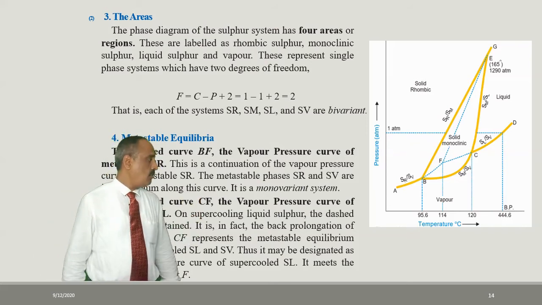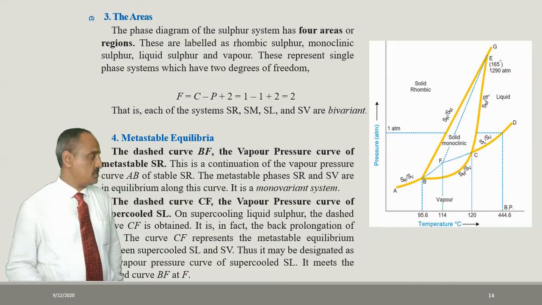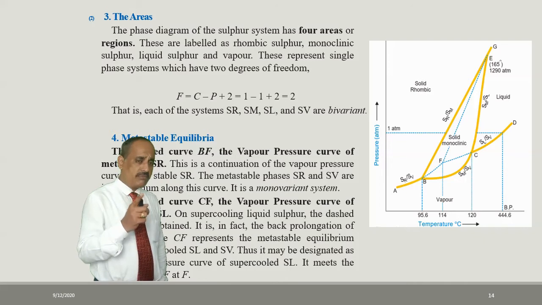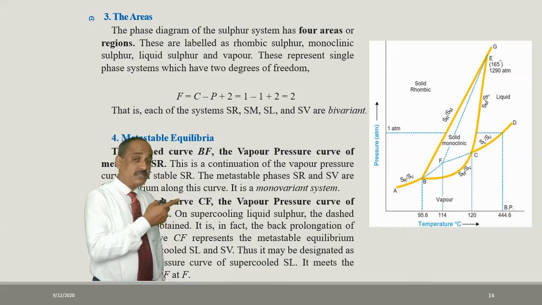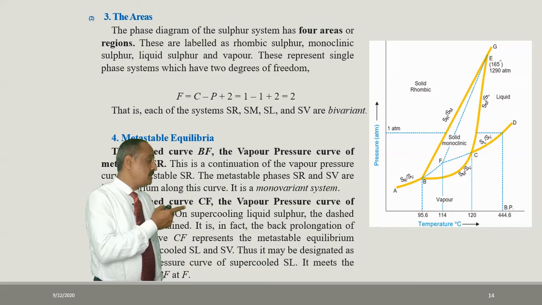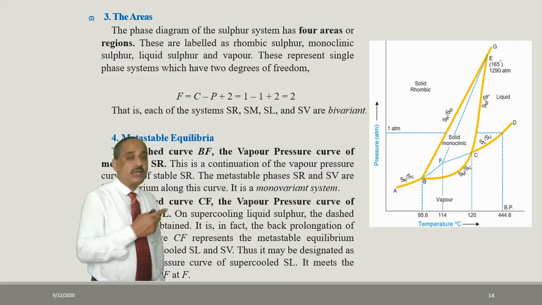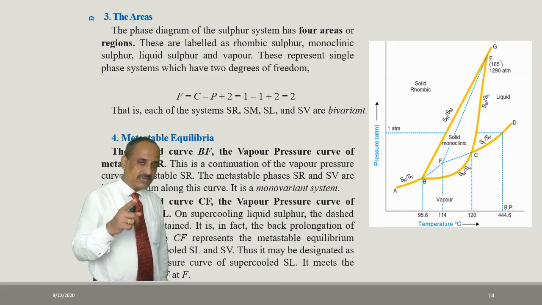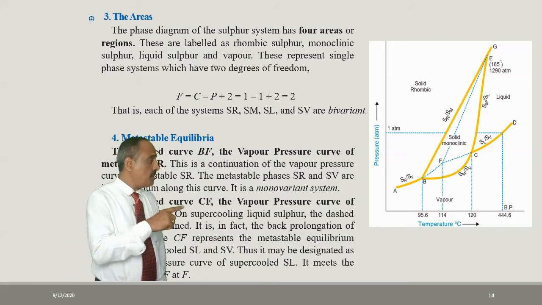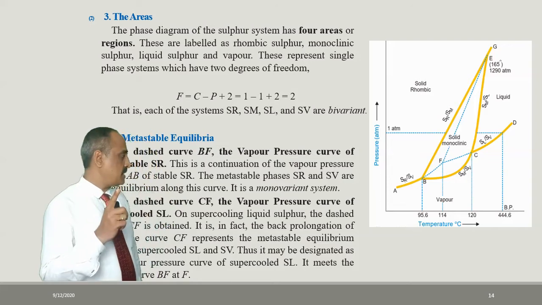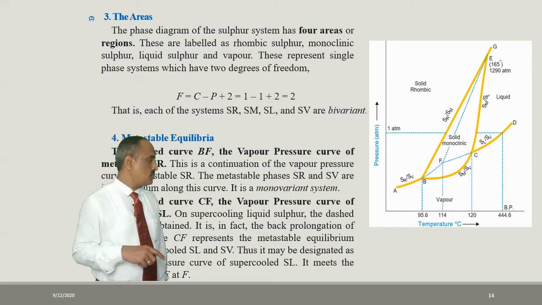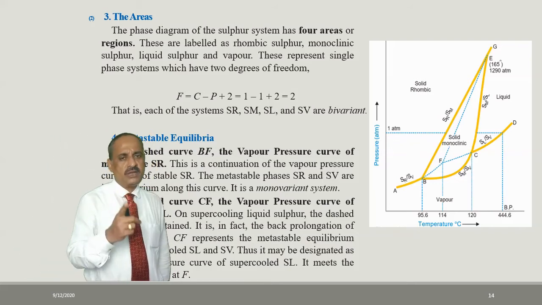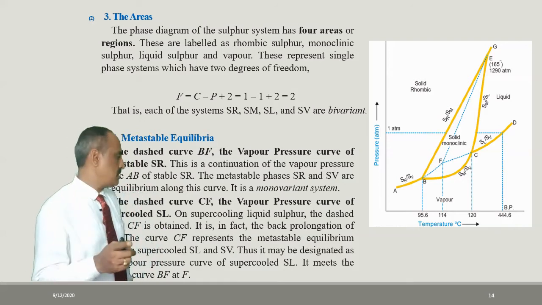Now the triple point C, again the same condition is there, but the difference is that at point C the curves BC, CD and CE meet. The phases in equilibrium at this point are sulphur monoclinic, sulphur liquid and sulphur vapor. So again if I apply the phase rule equation, 3 phases are there, 1 component is there, then we get the value of F as 0, that is non-variant.